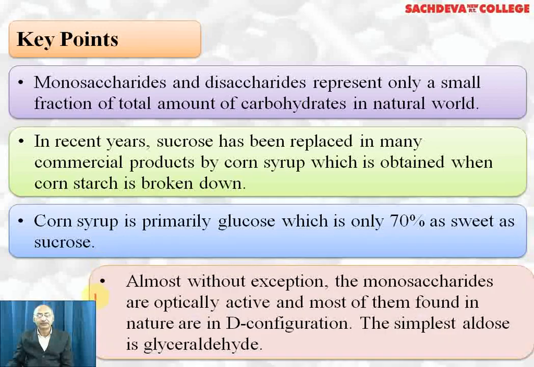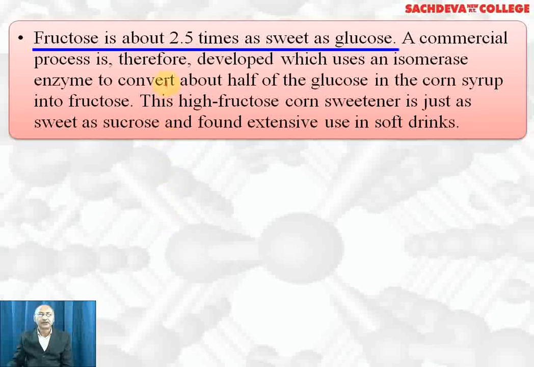Almost without exception, the monosaccharides are optically active. Most of them found in nature have the D configuration. The simplest aldose is glyceraldehyde, which is also optically active. Only dihydroxyacetone, which is an isomer of glyceraldehyde, is not optically active. Fructose is about 2.5 times as sweet as glucose.